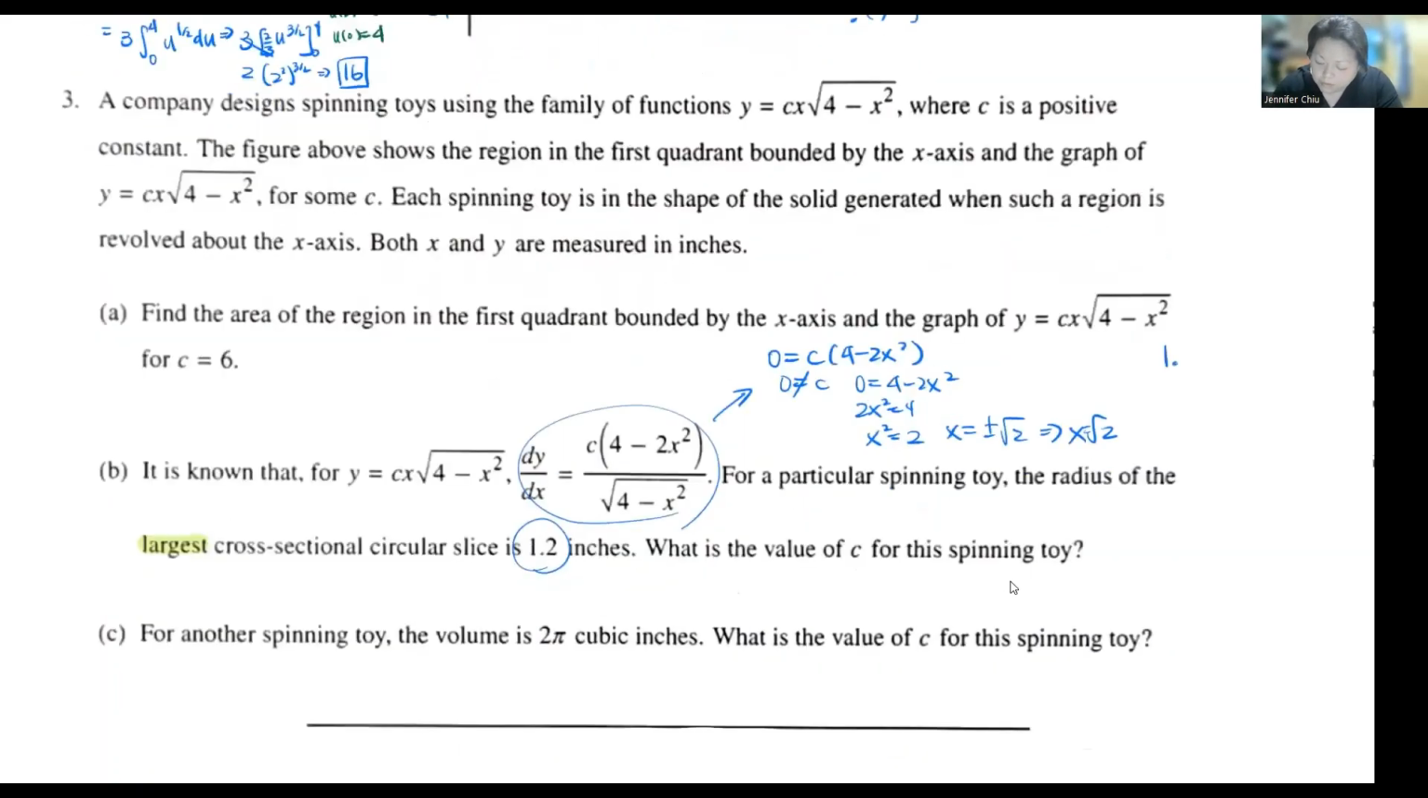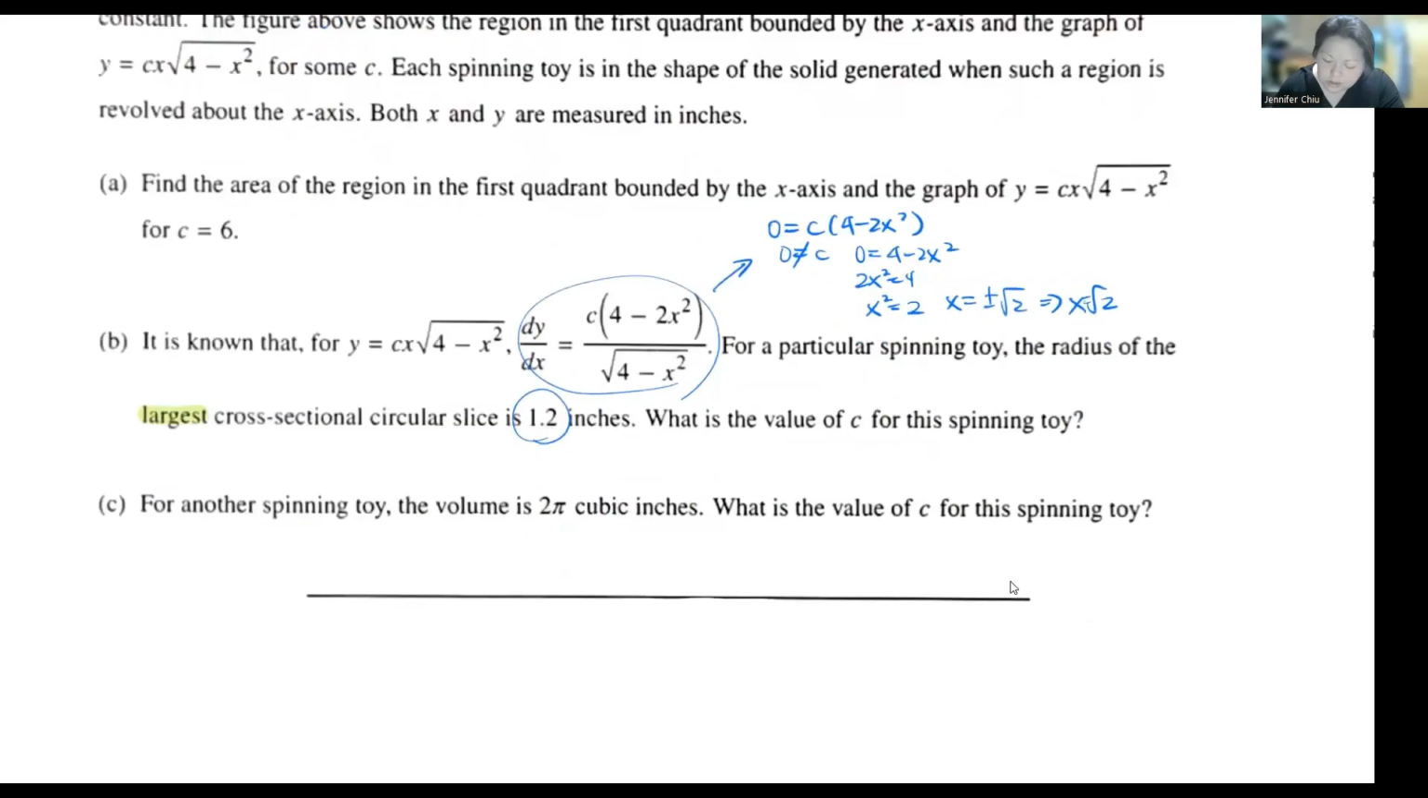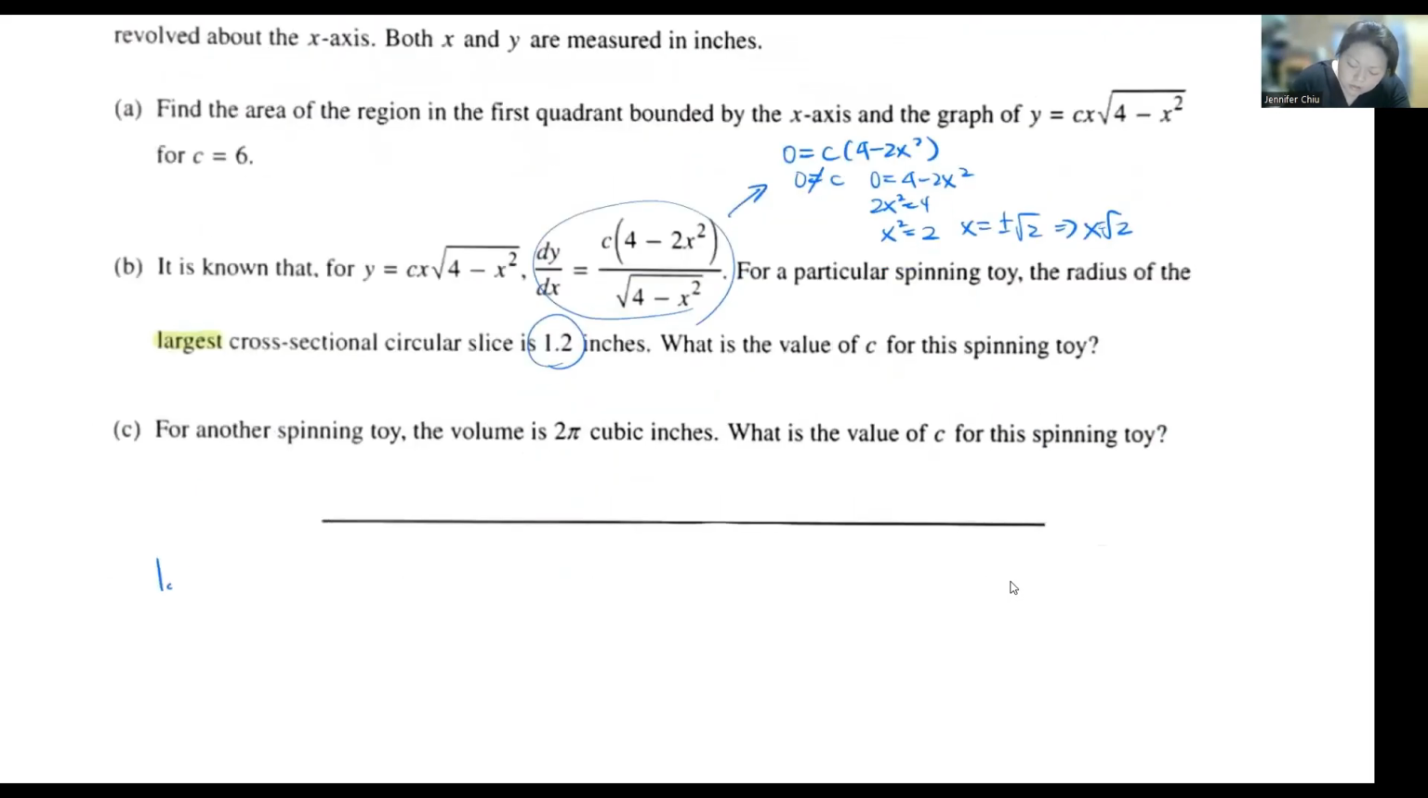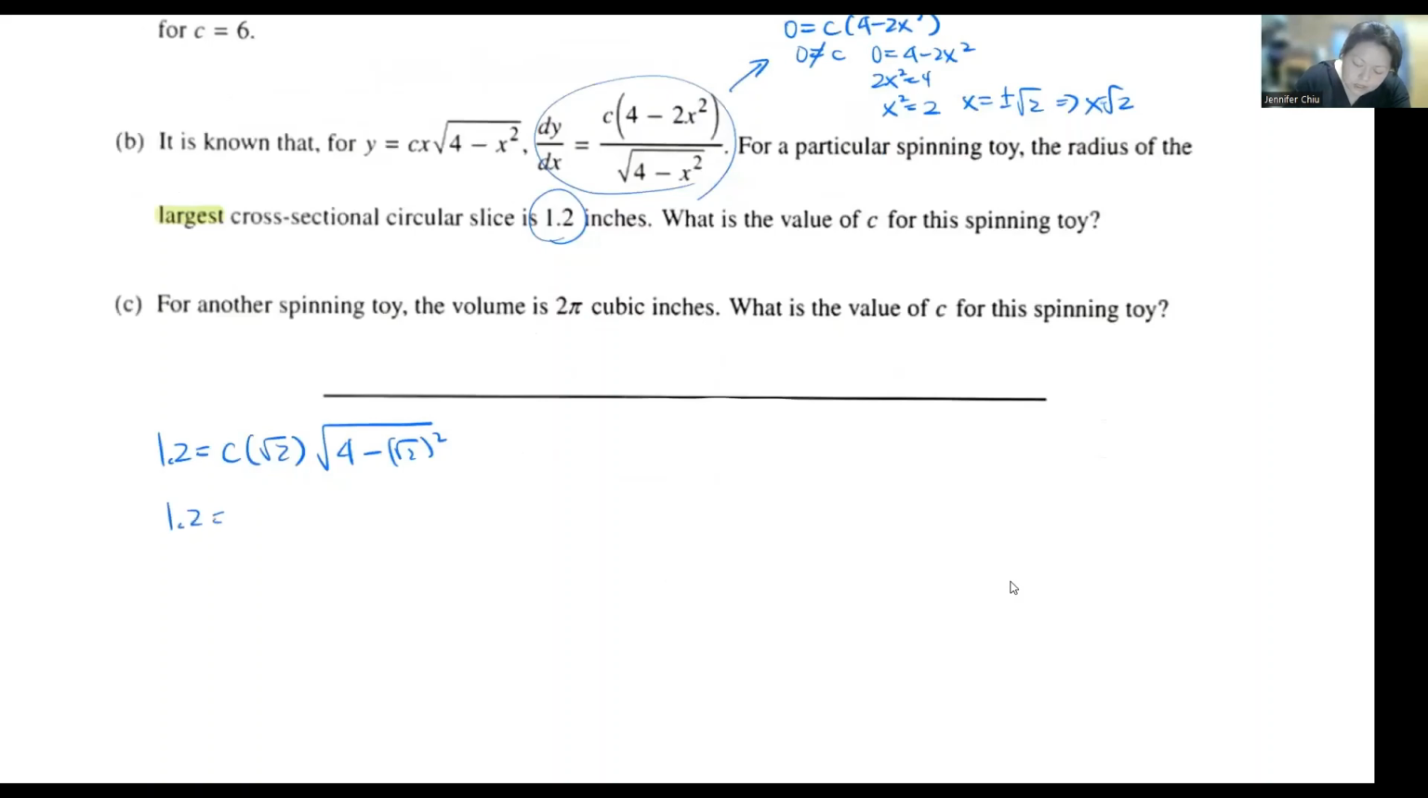So you get 1.2 equals c times x. I don't know what c is. That's what I'm trying to solve for. So let's try this again. Part B down here says 1.2 equals c times x. X is root 2, times the square root of 4 minus root 2 squared. So you get 1.2 equals root 2 times c times root 4 minus root 2 squared. So 4 minus 2, that's root 2 again. So 1.2 equals 2c. C equals 0.6. All right, so that's my final answer for part B.